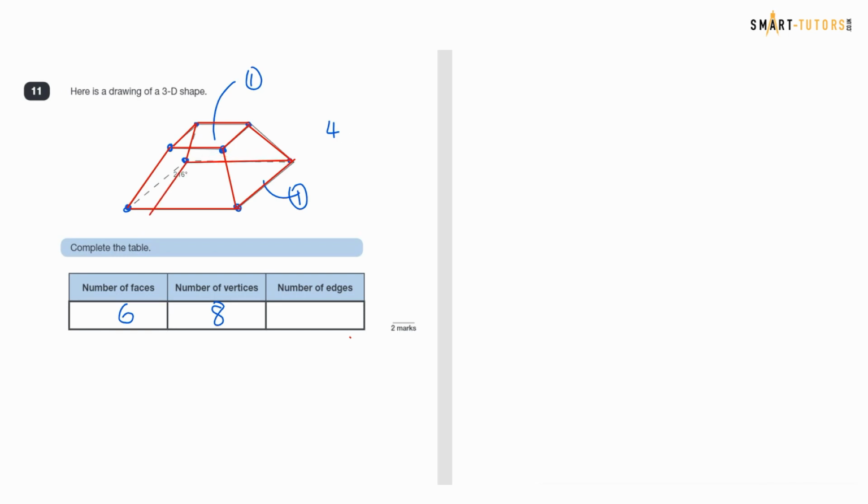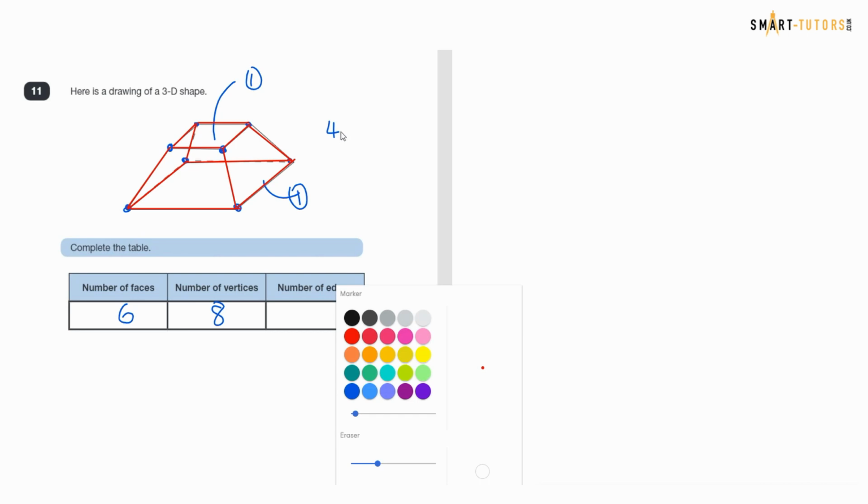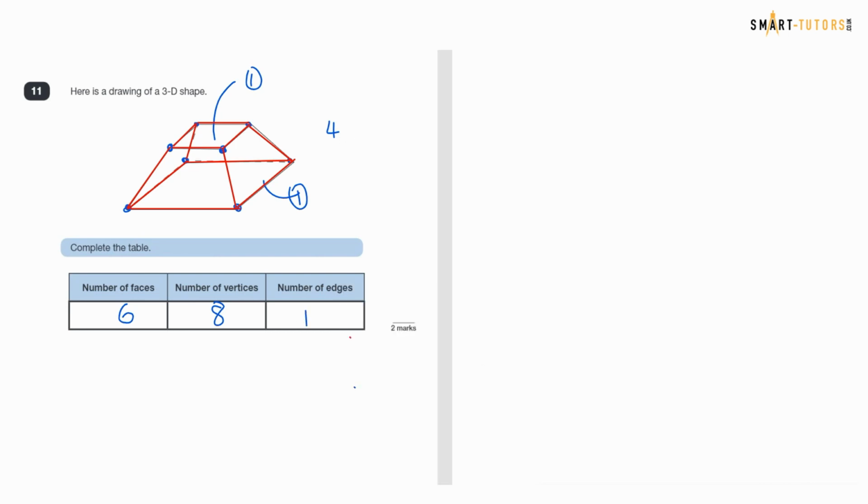Well done, Adran. So I'm just drawing the final lines of the edges. So 4 at the bottom, 4 on the top, and 4 sides, all together is 12. Very well done. Nice explanation. So let's focus on question number 12.